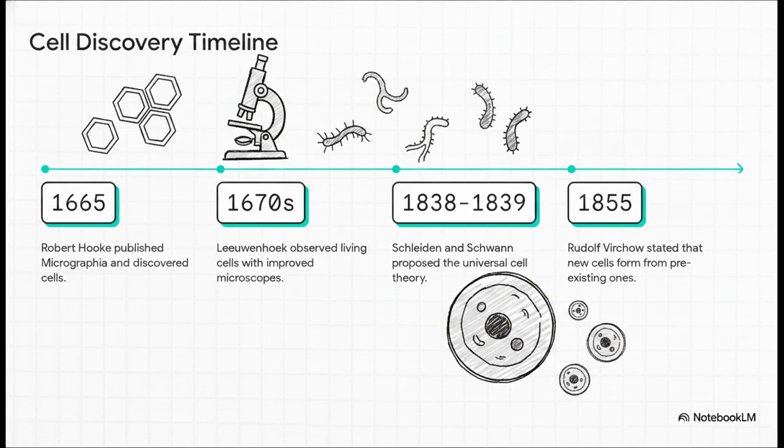Then, in the 1670s, Anton van Leeuwenhoek, who is often called the father of microbiology, used improved lenses to observe active living cells like bacteria for the very first time. And this set the stage for scientists like Schleiden, Schwann, and Virchow to completely revolutionize biology later on.